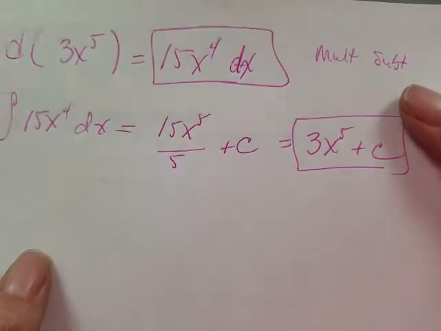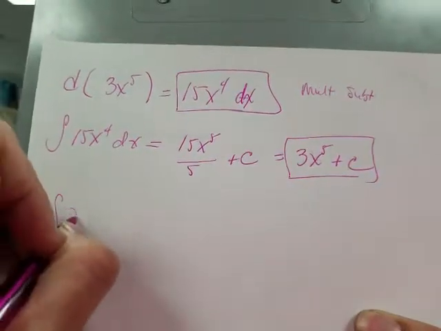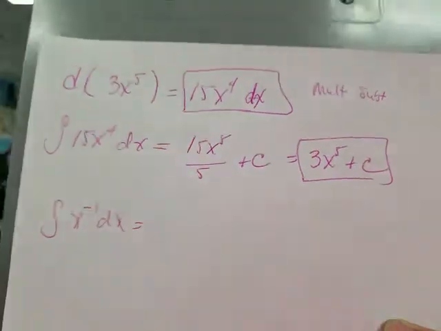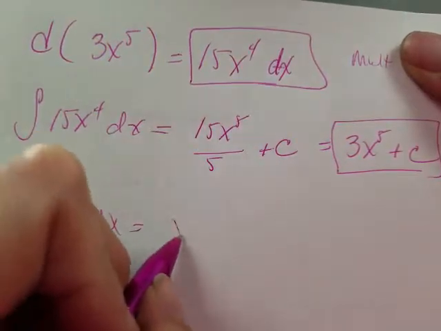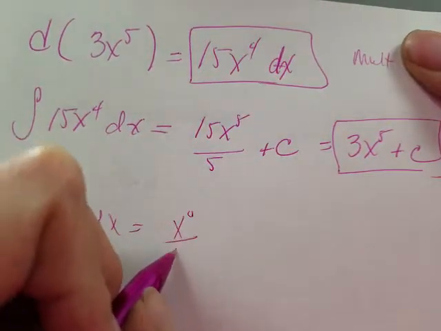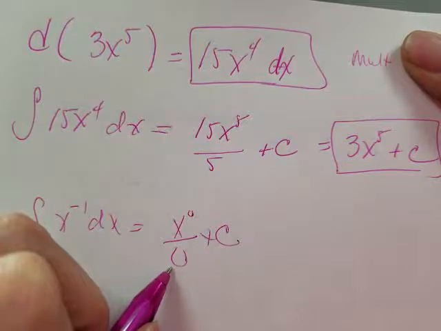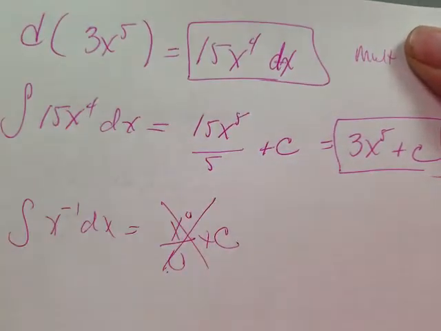Now we have a special case today though. Our special case is going to be if I'm asked to integrate x to the negative 1 dx. What happens then? Well, if we add 1 to that exponent, I'm going to get x to the 0, divide by 0, and plus c. But can you ever divide by 0? No, you're never allowed to divide by 0. So this is not a possibility.